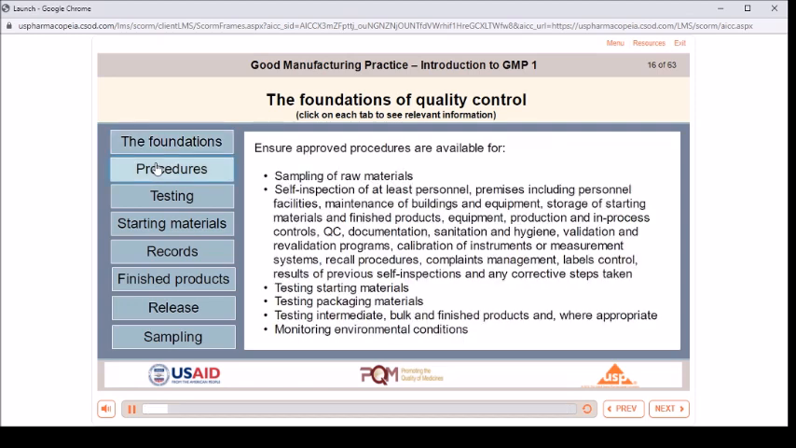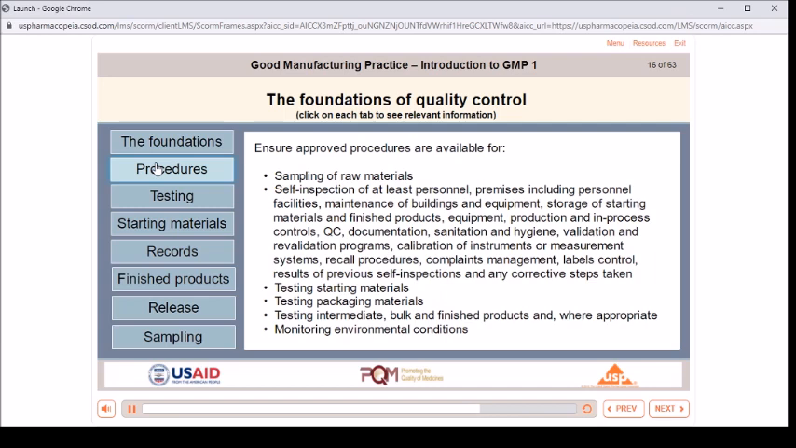Procedures. Ensure approved procedures are available for sampling of raw materials, self-inspection of at least personnel, premises including personnel facilities, maintenance of buildings and equipment, storage of starting materials and finished products, equipment, production and in-process controls, QC, documentation, sanitation and hygiene, validation and revalidation programs, calibration of instruments or measurement systems, recall procedures, complaint management, labels control, results of previous self-inspections and any corrective steps taken.